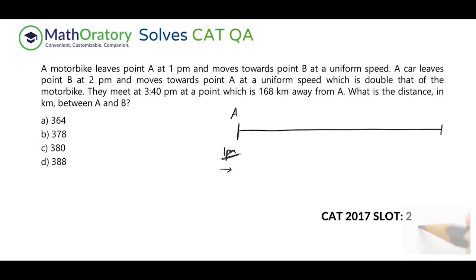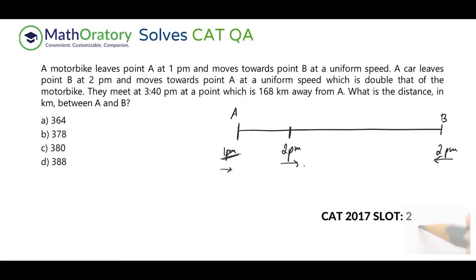The car leaves point B at 2 p.m. So when the car starts at 2 p.m. from this point B, it moves towards point A. So in this direction, it travels, and at 2 p.m. the motorbike should have already traveled a certain distance, right? So the motorbike is still traveling in this direction.